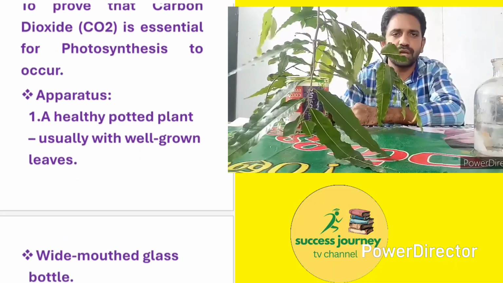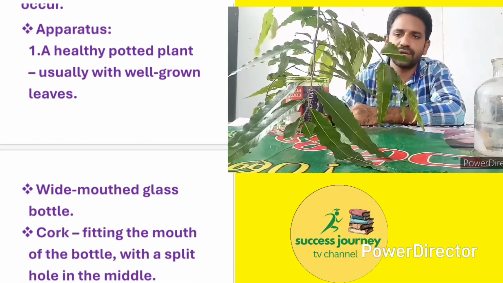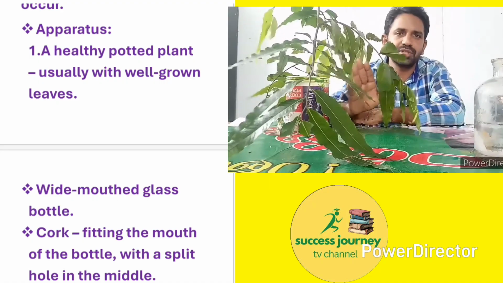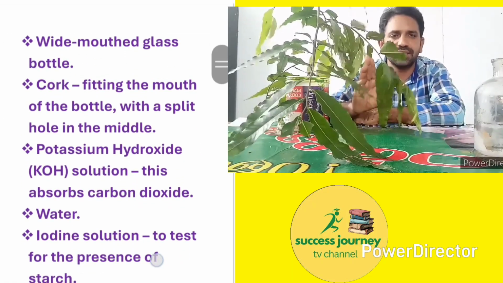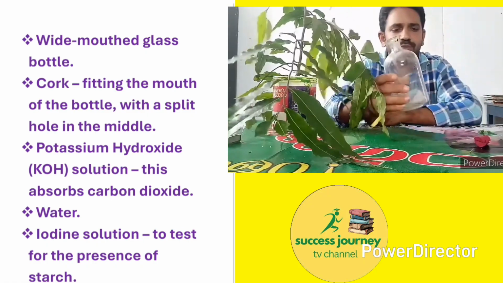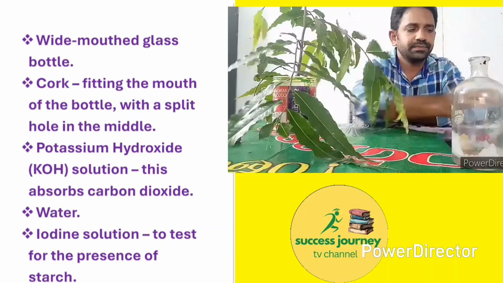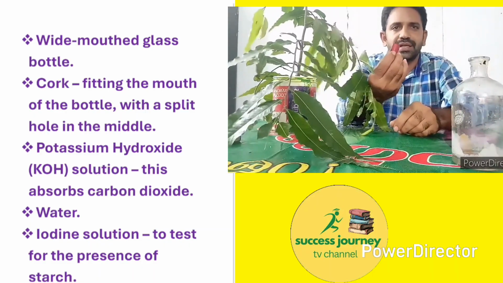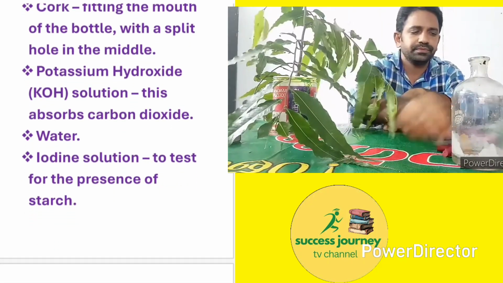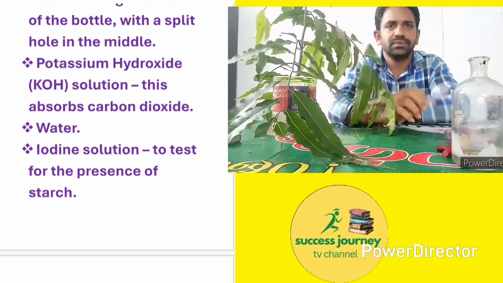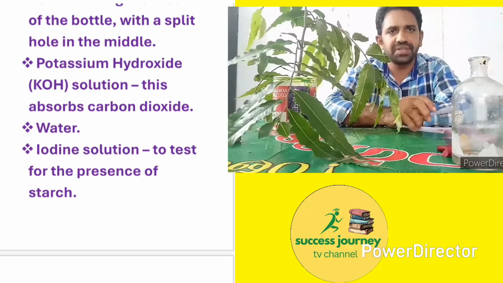The materials required for this experiment are a healthy potted plant, usually with well-grown leaves. Next, a wide-mouthed transparent glass bottle, and one cork fitting the mouth of the bottle with a split hole in the middle. Next, potassium hydroxide, KOH solution or pellets. This absorbs the carbon dioxide in the transparent glass bottle.